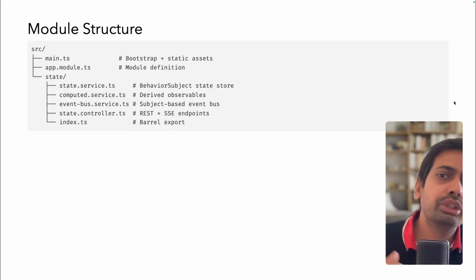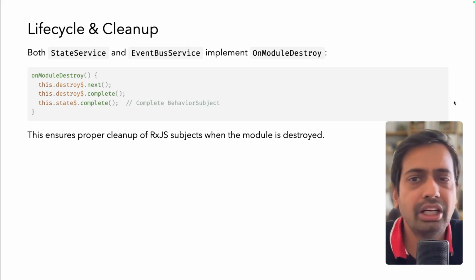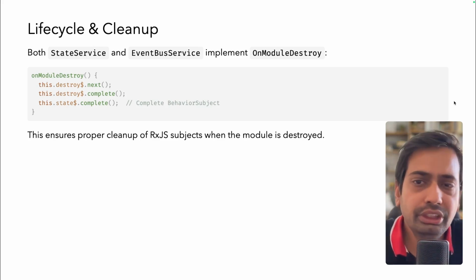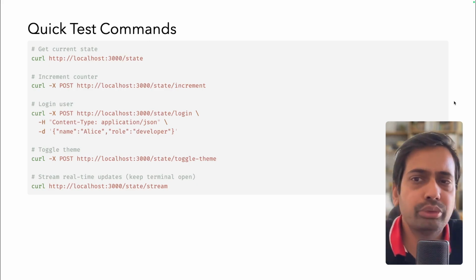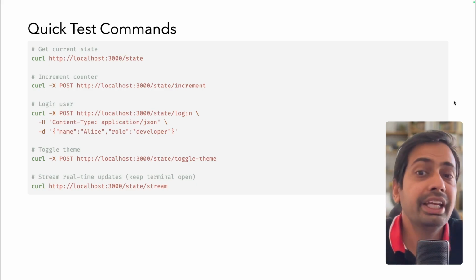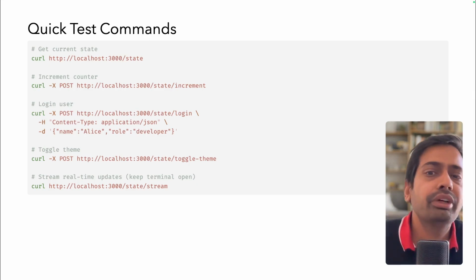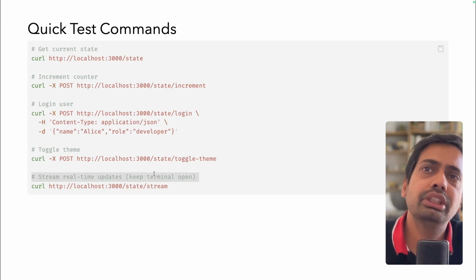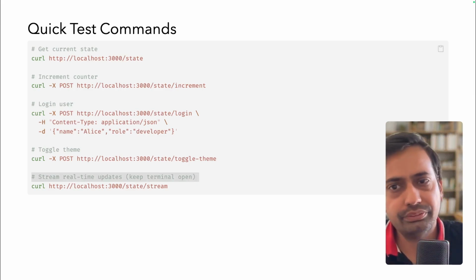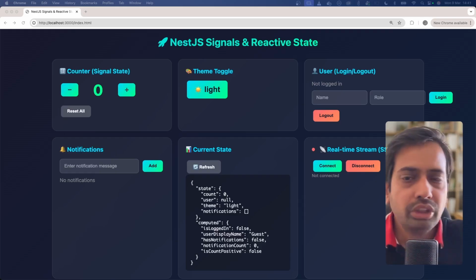So we'll talk about a simple example, and this is also how you can destroy all the behavioral subjects once your application is going down. We are going to take a look at these simple endpoints: get state, increment counter, and then whenever you increment the count, you toggle the theme, you add a new message, and stream the real events using this state stream event. It will keep sending the server-side events. So let's take a look at this simple demo.